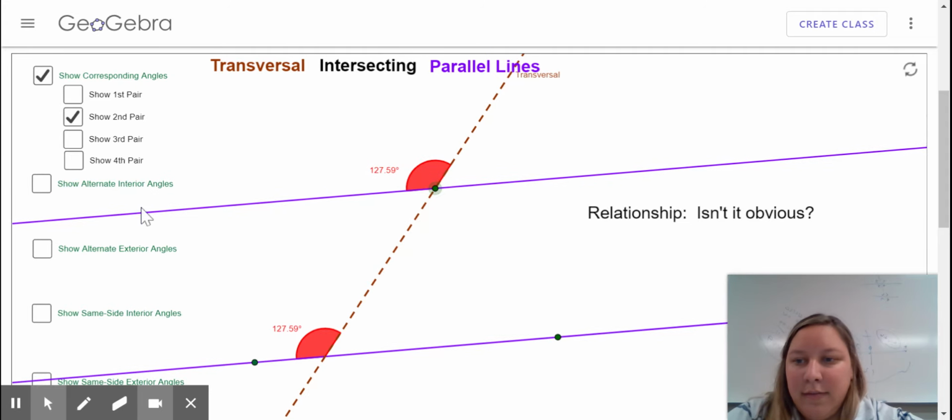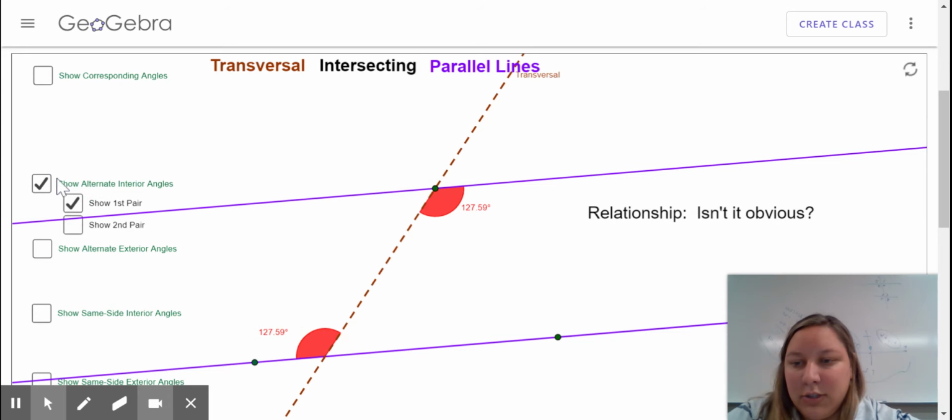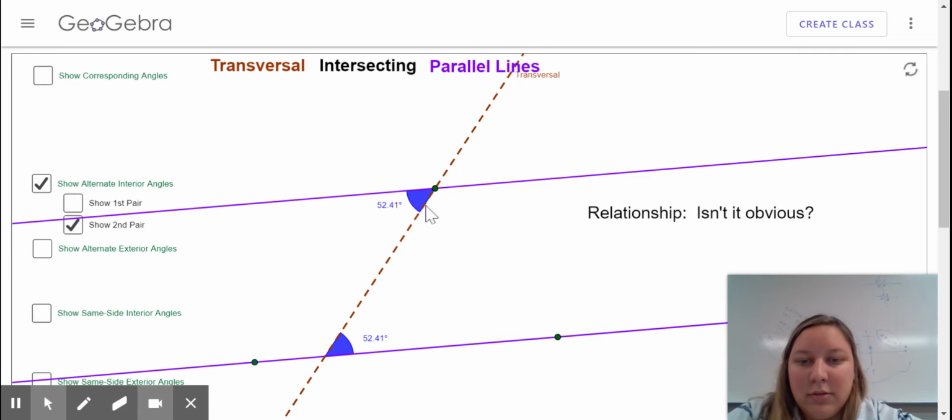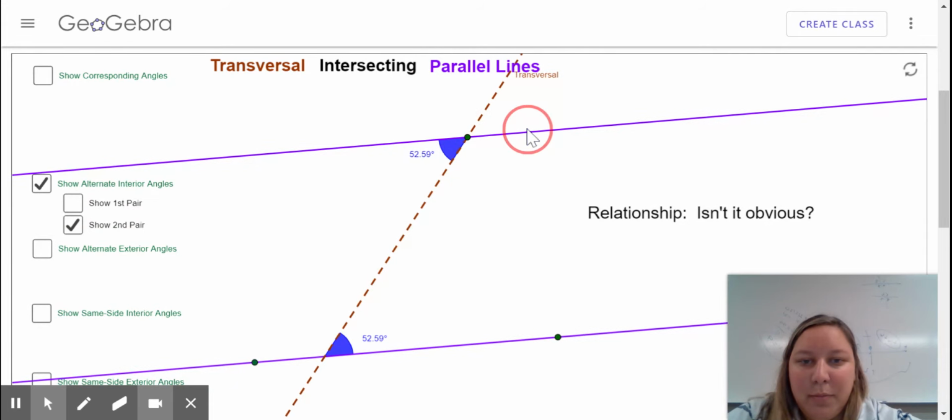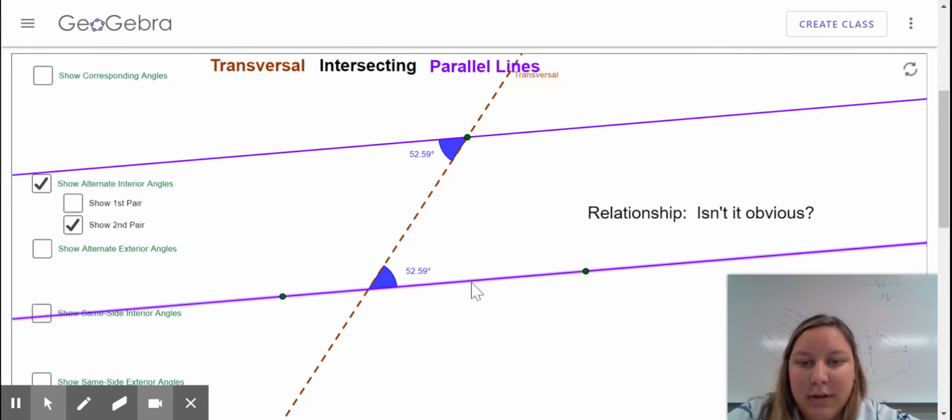The next type of angle here is alternate interior angles. Alternate means they're on either side of the transversal, and interior means they're inside the blue parallel lines. So here's our first pair, here's our second pair. Again, those alternate interior angles are congruent, so 52.41, 52.41. And it doesn't matter how you play around with this, they're always going to be congruent as long as those lines are parallel.